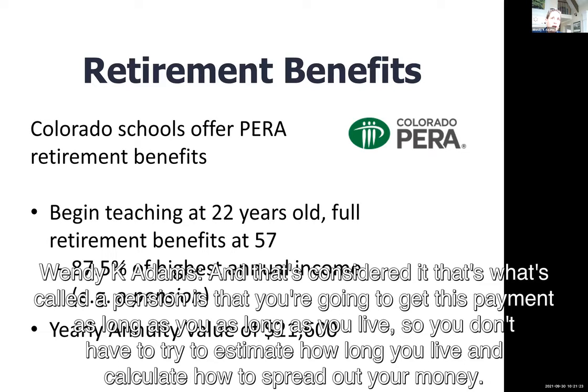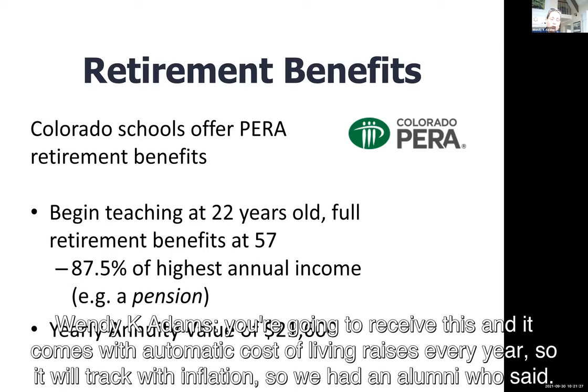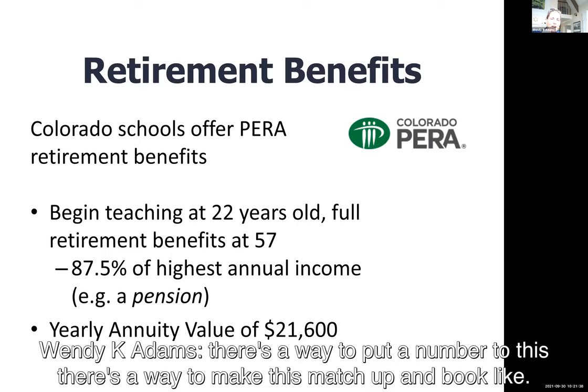And that's what's called a pension: you're going to get this payment as long as you live. So you don't have to try to estimate how long you'll live and calculate how to spread out your money. You're going to receive this, and it comes with automatic cost of living raises every year, so it will track with inflation.